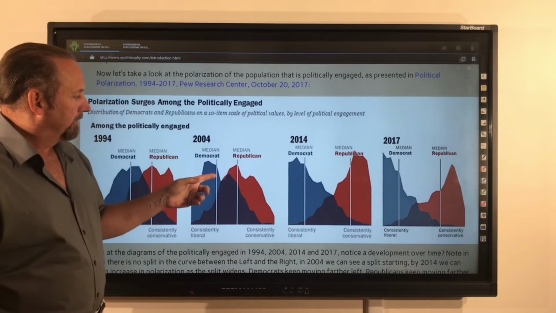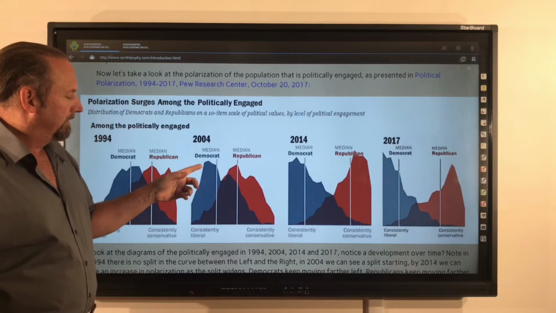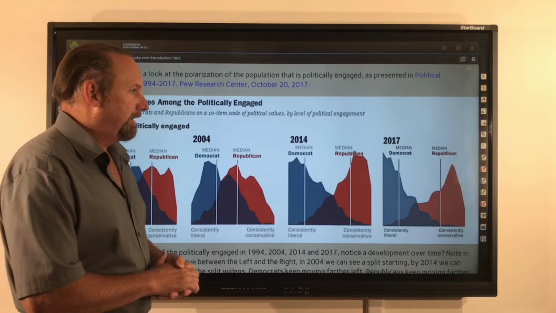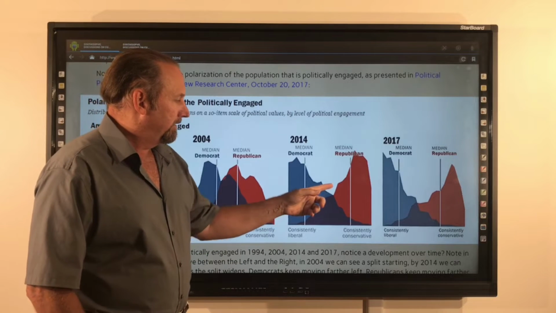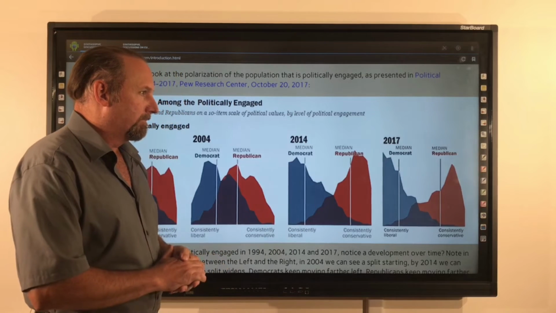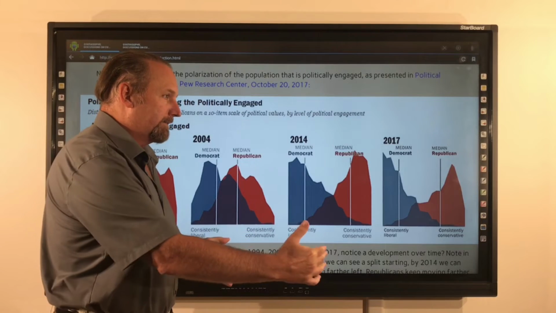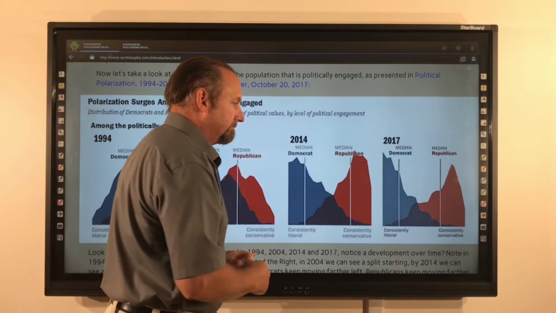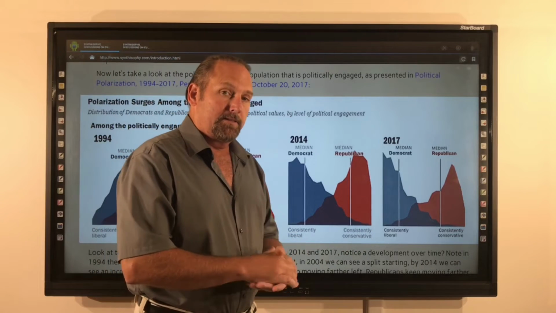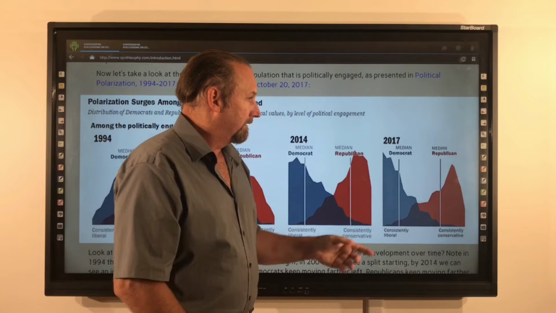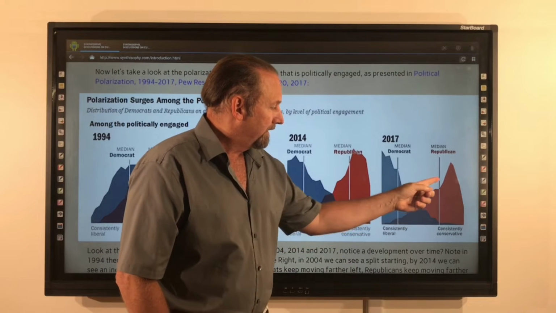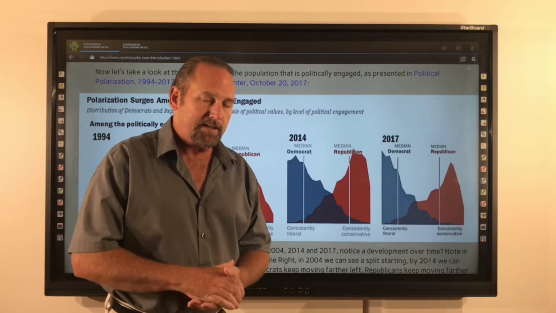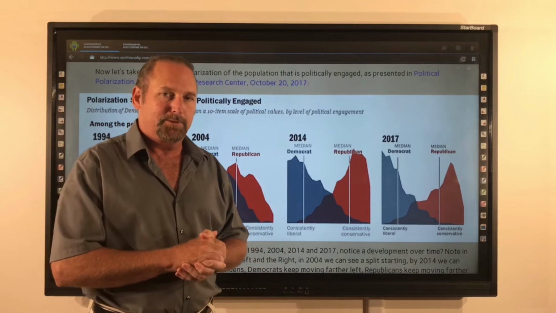In 2004, we can see a split starting. By 2014, we can see an increase in the polarization as the split widens. Democrats keep moving farther left, Republicans keep moving farther right. And by 2017, there's a nearly perfect upside-down bell curve. That's the exact opposite of a normal bell curve.